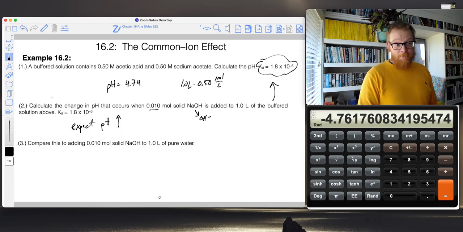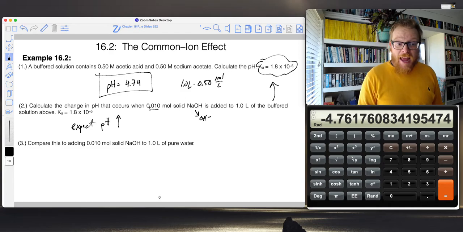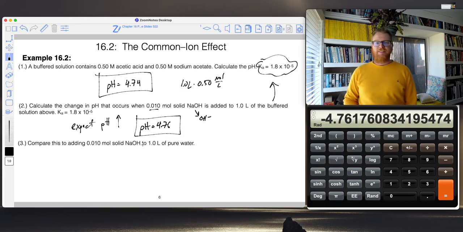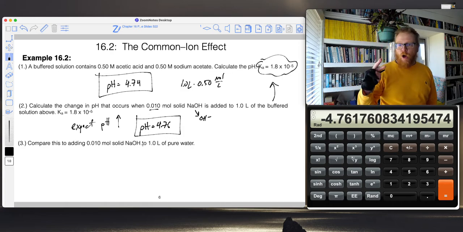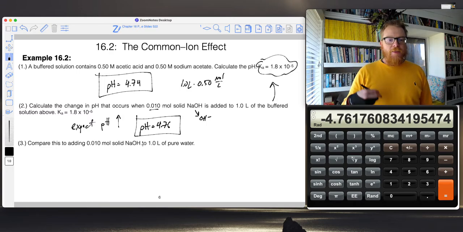So what does all that mean? Well, okay, look. We calculated the pH of this solution. Originally, it was 4.74. And now, upon adding 0.01 moles of solid sodium hydroxide to 1 liter of that solution, the pH barely changes, 4.76. So that is a very, very small change in pH. And we can see here the buffering ability of this solution.